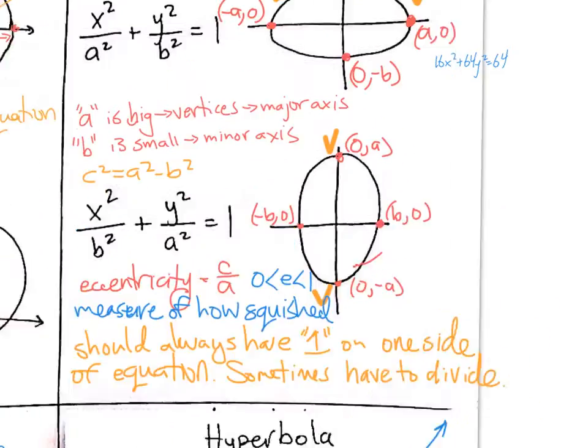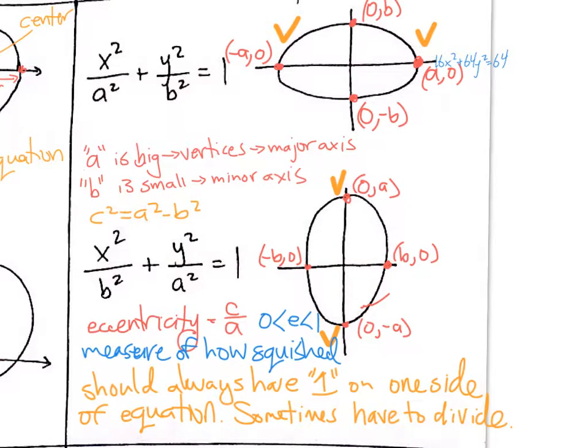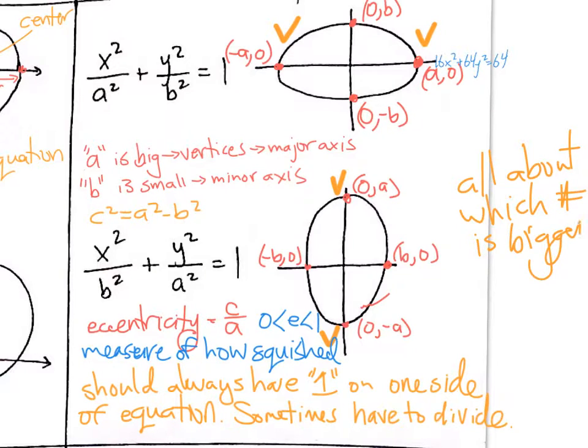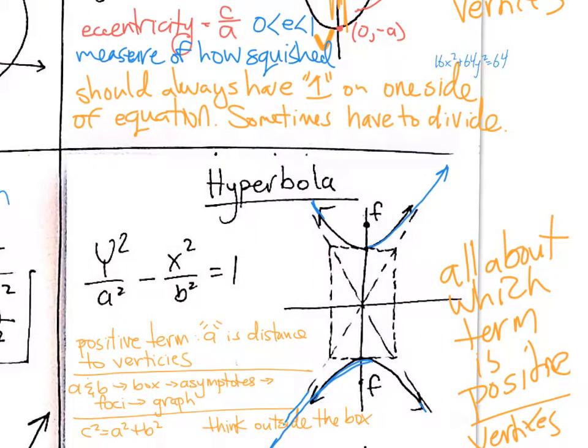With the ellipse, however, it was all about which number was bigger. This statement in itself is vague, but it's all about which number is bigger. And I'll put vertices or squish. Does it open up or down or left? Not open. Is it squished up and down or squished left and right? Okay, back to the hyperbola.